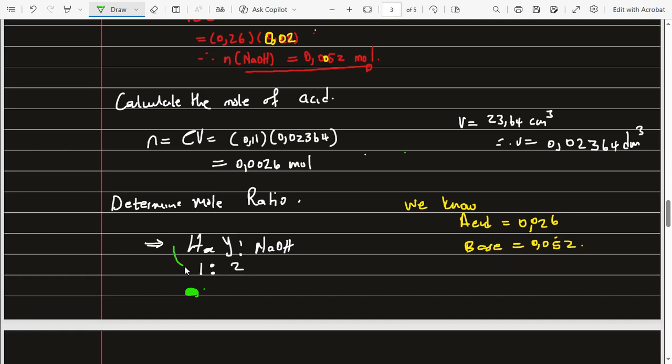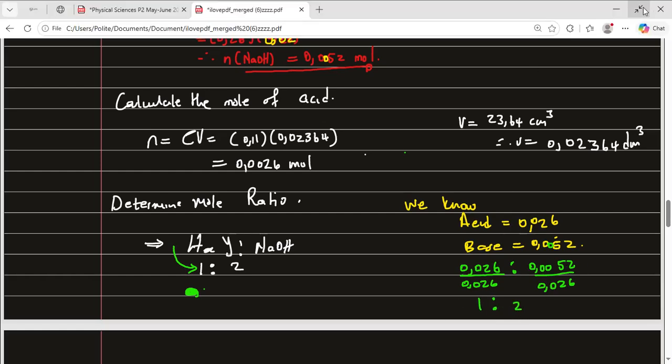Let me explain how we got to that part, okay? So this is 0.026 is 2, 0.0052, okay? Then you divide by the small one, which is 0.026. I'm going to divide both sides by this 0.026, divide that one by 0.026. This gives us 1 is 2 when you divide the 2.